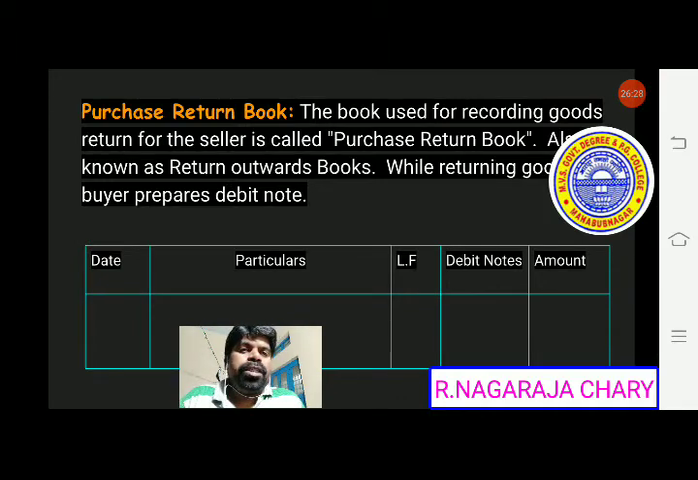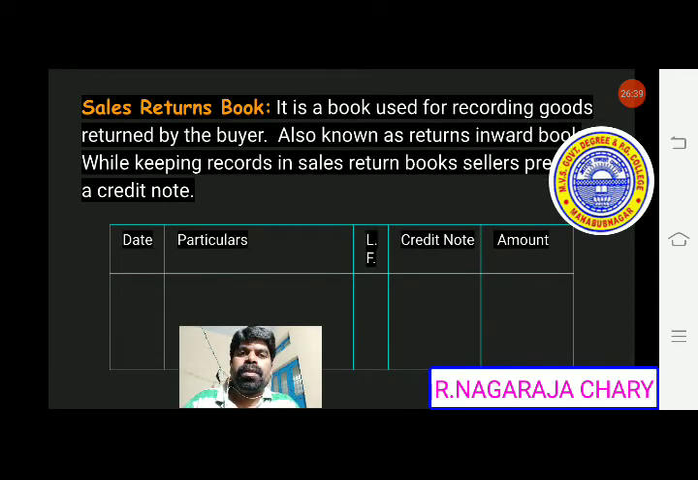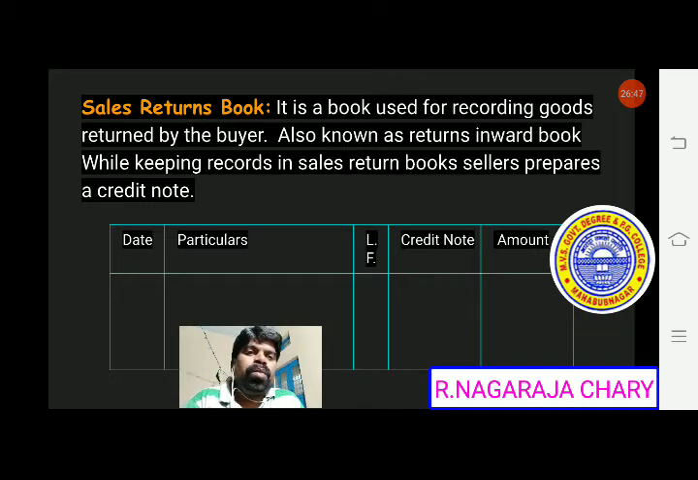So that information is provided here, purchase returns. So, let us see the next book, sales returns book. Sales returns is a book used for recording goods returned by the buyer, also known as a returns inward book. While keeping records in the sales returns book, the seller prepares a credit note. So, that is the sales returns book.